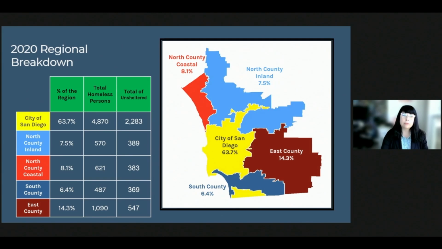So this is some information from our 2020 point in time count. We did not do a point in time count on sheltered in 2021, like most of us did not. Also, our point in time count for this year has been pushed back and will be happening next week. But you can see just from the numbers that from our 2020 point in time count, we knew minimally that there were 7,619 people experiencing homelessness in our region. And of those, 52% or about 4,000 people were experiencing unsheltered homelessness in our region. And the majority of those were in the city of San Diego.